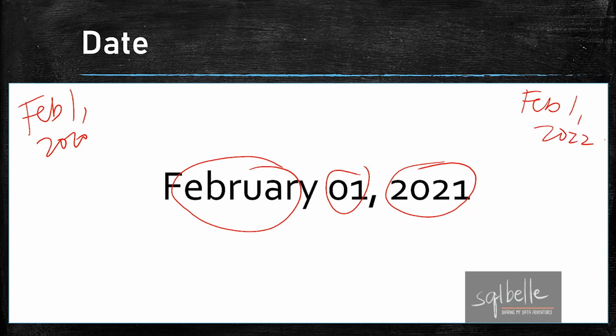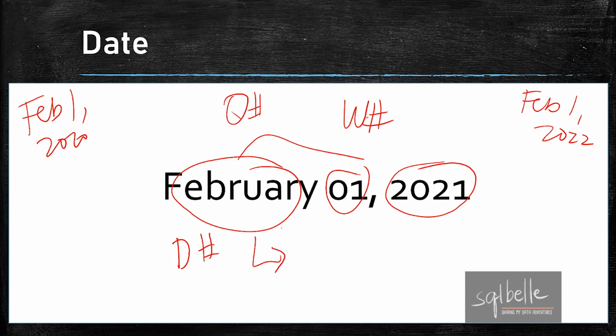Sometimes when we talk about dates, we also look at other properties such as the quarter number, maybe the week number, the day number, or even what day of the week it is. So for example, February 1st is on a Monday. Let's try to remember these characteristics as we investigate dates in Tableau.